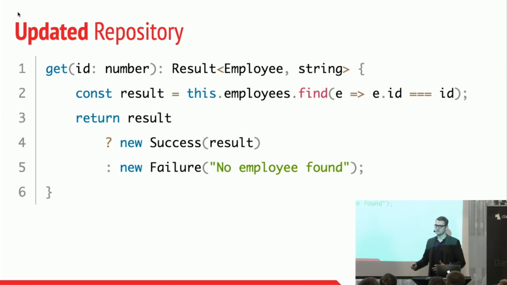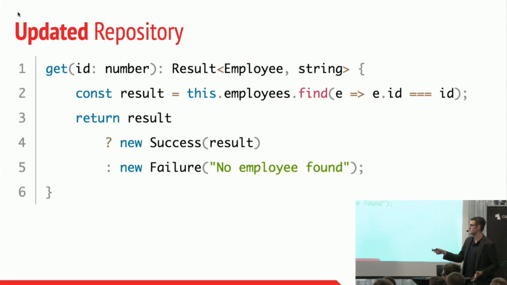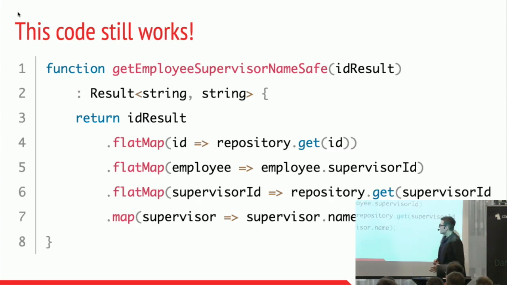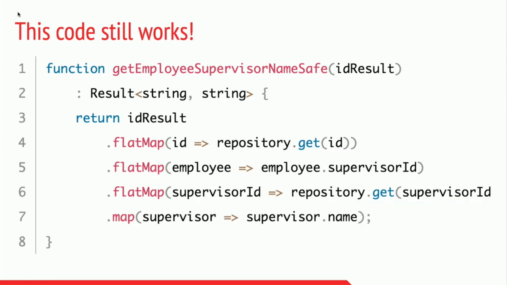So now we can also change our repository. The get method also returns a result. And in the successful case, it returns an employee. In the bad case, it returns a string with an error message. And here we can see how we can return these different cases. We just do new success of result, in which case we'll get the employee, or new failure, in which case we will get the error message. So I won't show the implementation of the result type. It's straightforward, but let's not spend time on it.